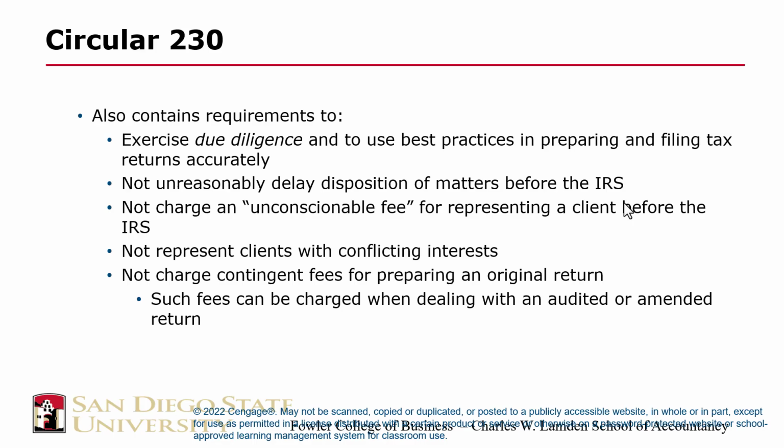Circular 230 also contains requirements to exercise due diligence and to use best practices. So these are a little bit softer, right? These are more like, hey, this is really what you should be doing, but they're not as strict as the previous requirements. No unreasonable delay in disposition of matters before the IRS. You shouldn't charge any unconscionable fees for representing a client before the IRS. You, of course, should not represent clients with conflicting interests. So think of that as representing both sides of a divorce, for example. And you're not permitted to charge contingent fees for preparing a return. You may only charge contingent fees when dealing with an audit or amended return.